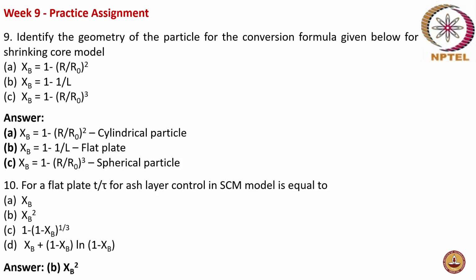And the third expression, 1 minus of 1 minus xb power 1 by 3 is equal to t by tau when reaction is controlling the rate for a spherical particle. And the last expression, t by tau is equal to xb plus 1 minus xb into ln of 1 minus xb, is an expression for ash layer controlling the rate for a cylindrical particle.